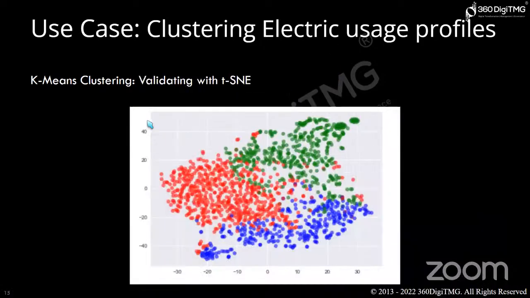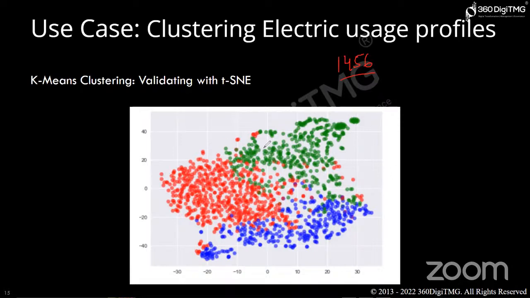Next, I'm also trying to validate it with this t-SNE graph using TSNE. So we'll also see this. From this graph, we can say each point in this graph represents a load profile, so from these 1456 load profiles, we are showing this.